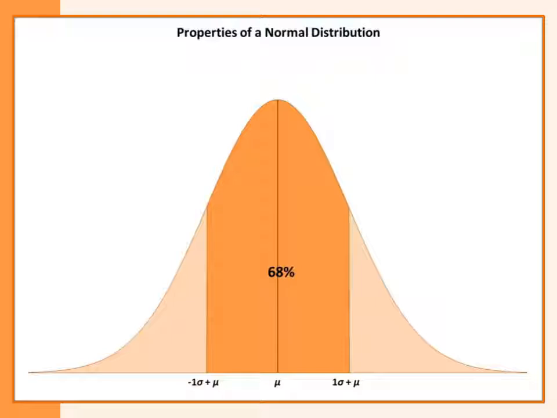A third property of the normal distribution is that most of the cases cluster fairly closely to the mean of the population. Specifically, 68% of all cases fall within plus or minus 1 standard deviation from the population mean. 95% of all cases fall within plus or minus 2 standard deviation units from the mean. And 99.7% of all cases fall within 3 standard deviation units above or below the mean. If a population is normally distributed, values beyond 3 standard deviation units above or below the mean are very unlikely to occur.